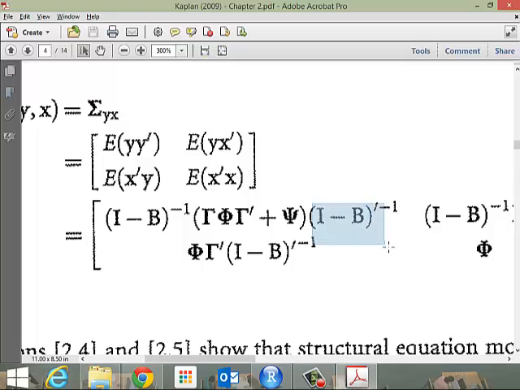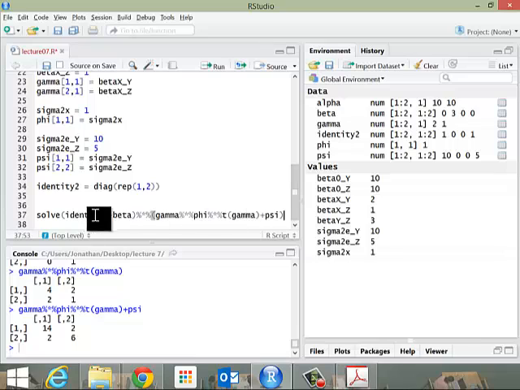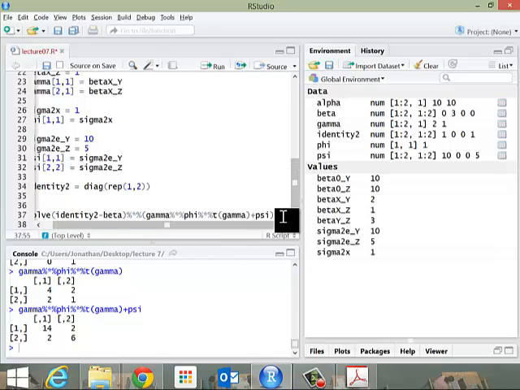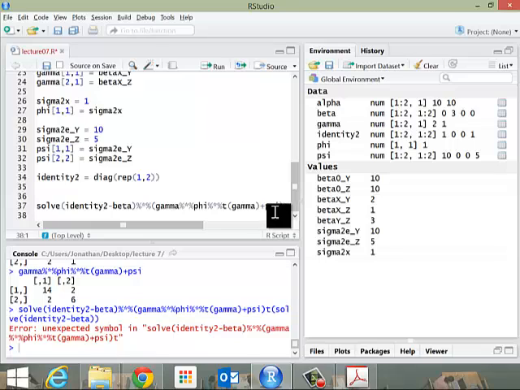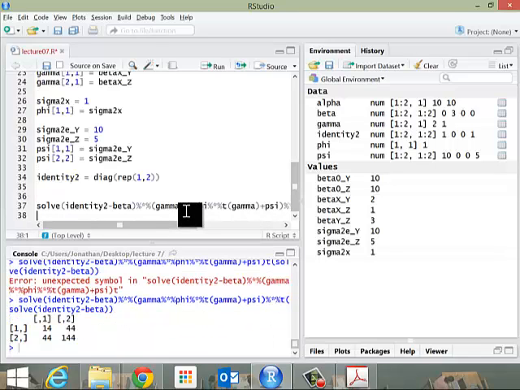That's that middle term. And at the end of it, we need the transpose of the inverse of I minus beta. All right? So we take this thing again, and we put it in a transpose function. There we go. So if these were our parameters, this is what we would expect to find for the variance and covariance matrix of y and z together. Right, that's it, 2 by 2.